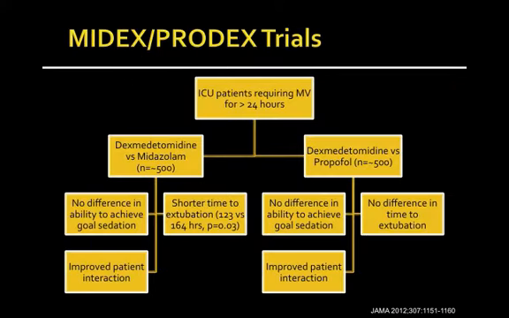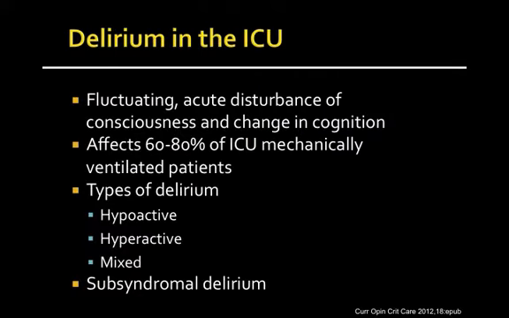All right, and then we'll just skip that for the sake of time. So then last but not least, delirium. As I kind of alluded to, delirium is turning out to be a very big deal in a lot of ICU clinical trials. It's thought to affect 60 to 80% of our mechanically ventilated patients.